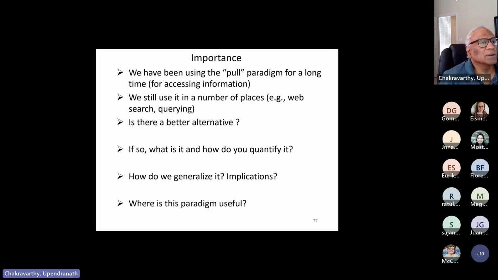So what is this technology? This is the alternative to what we call the pull paradigm that we saw earlier. We've been using the pull paradigm for a long time. We still use it. For example, when you do anything on the web, essentially you're using search or querying, which is a filter. So the question was, is there a better alternative? If so, what is it? And how do we quantify it? How do we generalize it? Where is this paradigm useful?